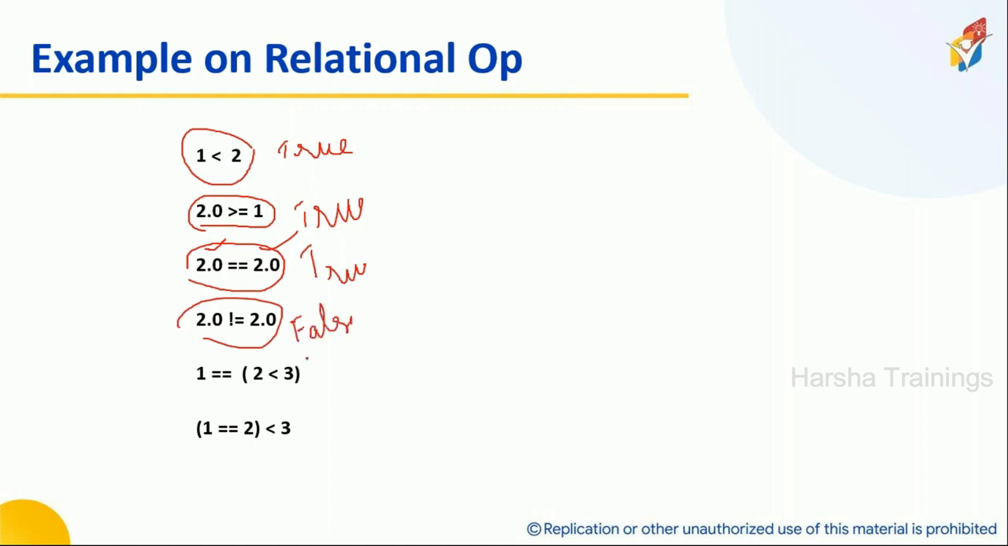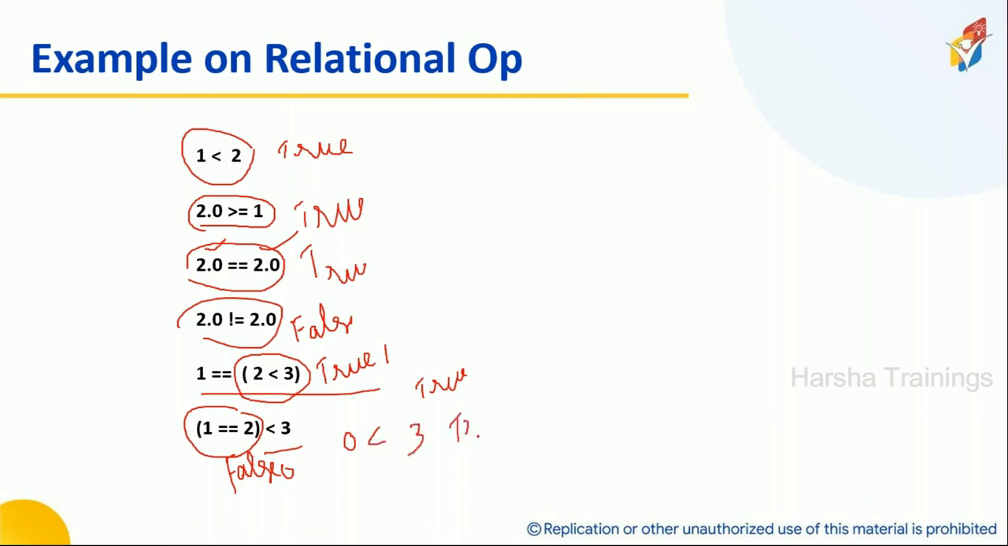Now, can anyone explain the meaning of this one? Whenever I have parentheses, the right side has to be evaluated first. 2 is less than 3, it is true. True will be represented as 1. Now, 1 double equal to 1 is true. And 1 double equal to 2 is false. False will be represented as 0. So the output will be 0 is less than 3, which is true.